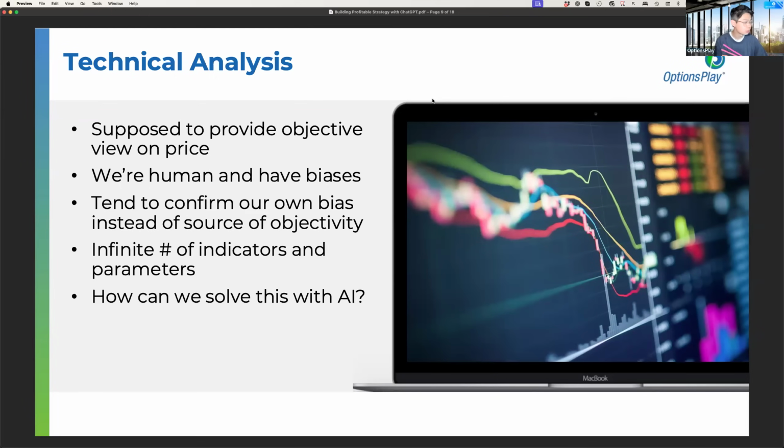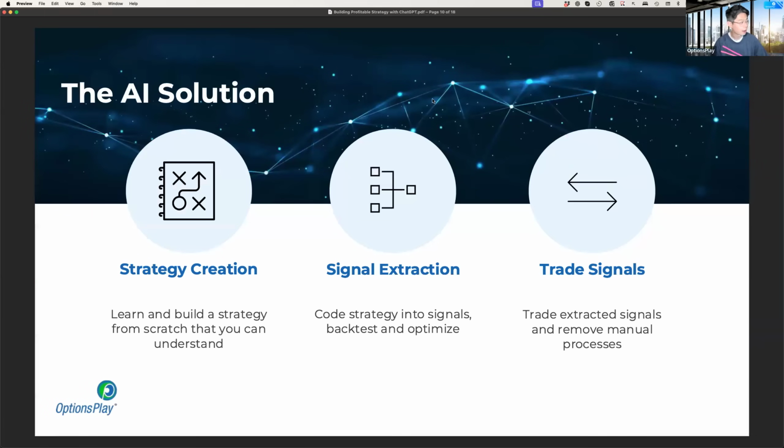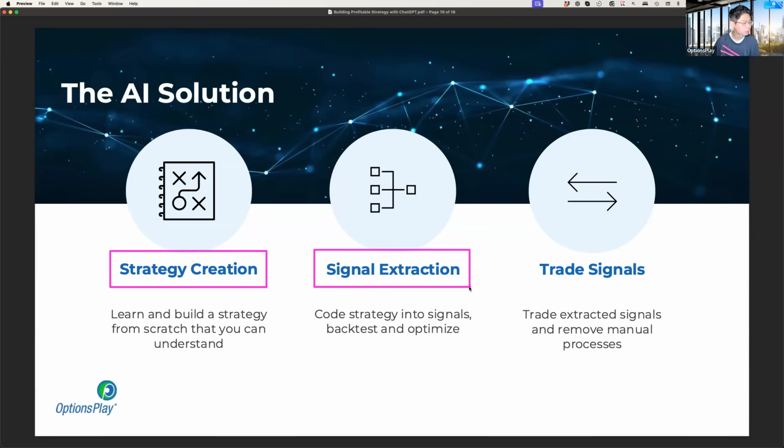So what we're going to try to do today is solve this problem using AI. How we're going to do that is we're going to talk about strategy creation. I'm going to help you walk through how a strategy may be constructed. We're going to look at how to extract the actual signal itself, meaning let's avoid looking at technical indicators, perhaps even avoid looking at the chart itself, and just get the signals. Because it's a very rules-based approach to using technical analysis.